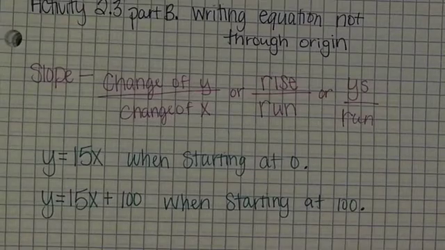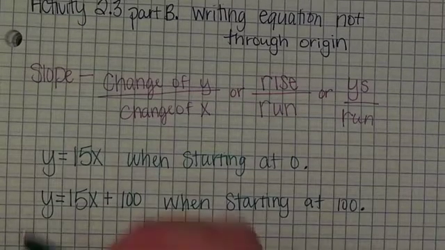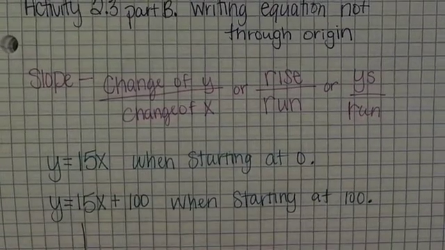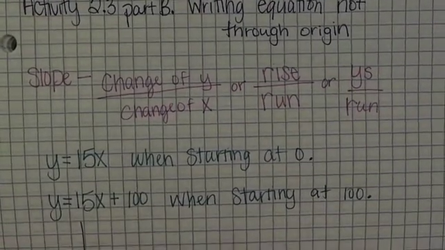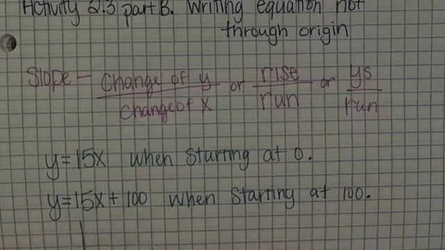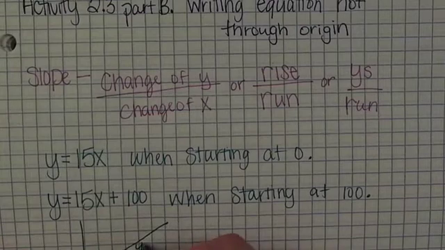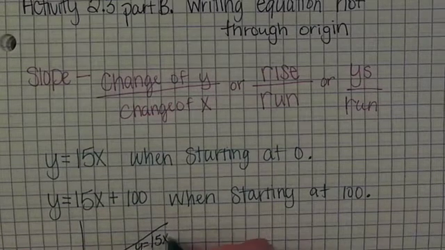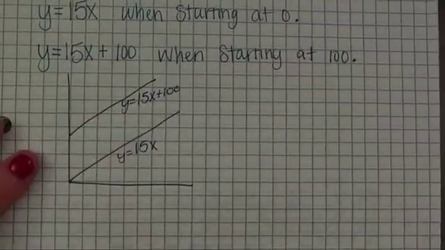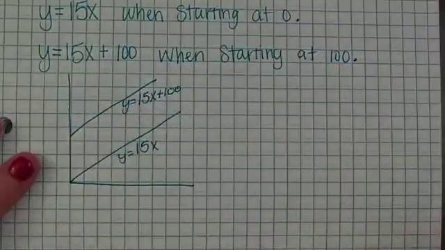So, and you can draw a simple graph that looks like that. So this one would be y equals 15x. This one would be y equals 15x plus 100. Oh sorry, you couldn't even see that, because it starts further along.